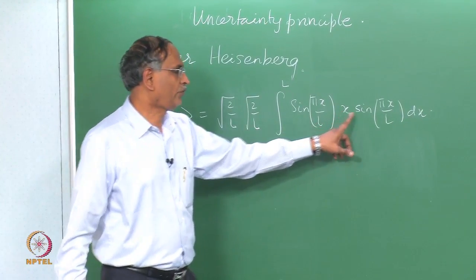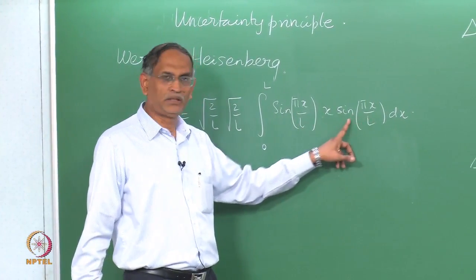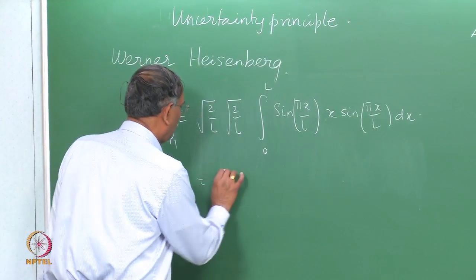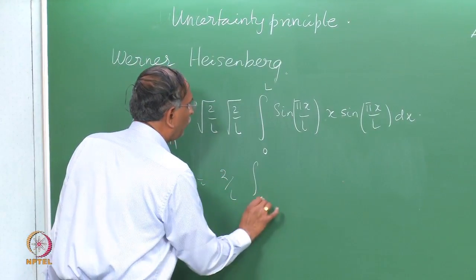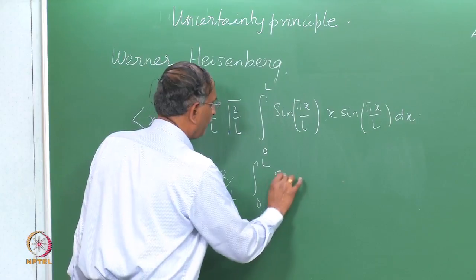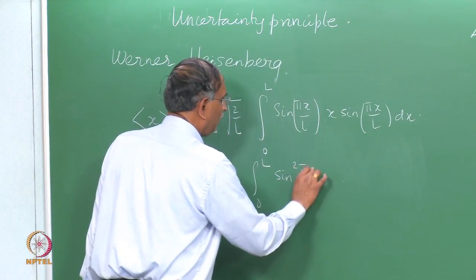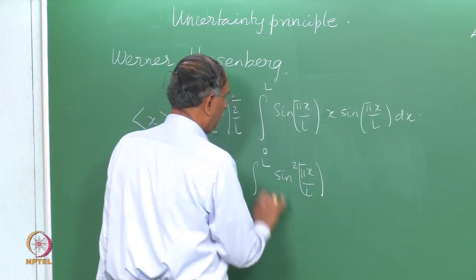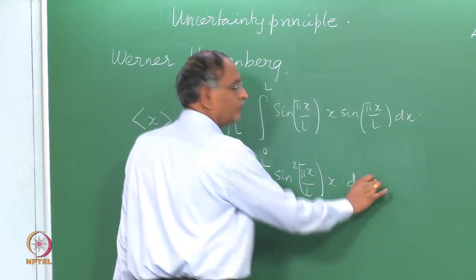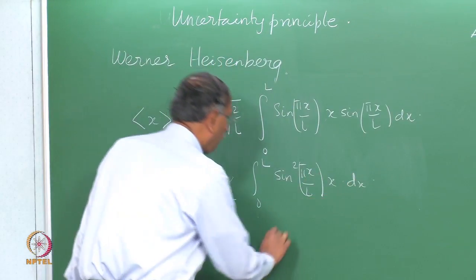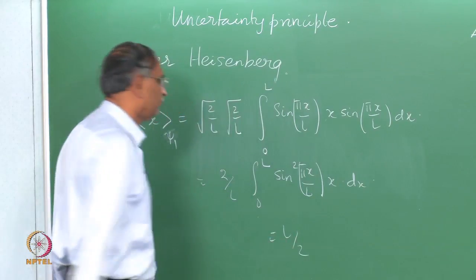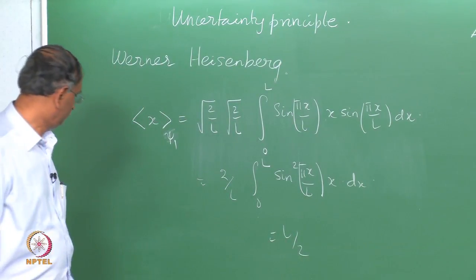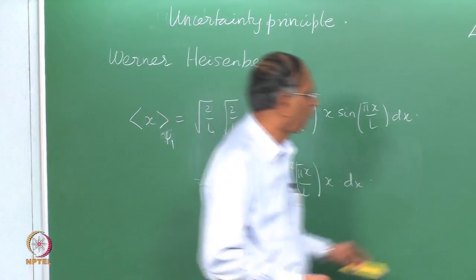And x of course does not change anything, I mean it simply multiplies to this. Therefore, this integral is 2 by L, 0 to L, sine square pi x by L multiplied by x dx. Calculate this integral and show that the answer is L by 2. That is for you to do as an exercise.